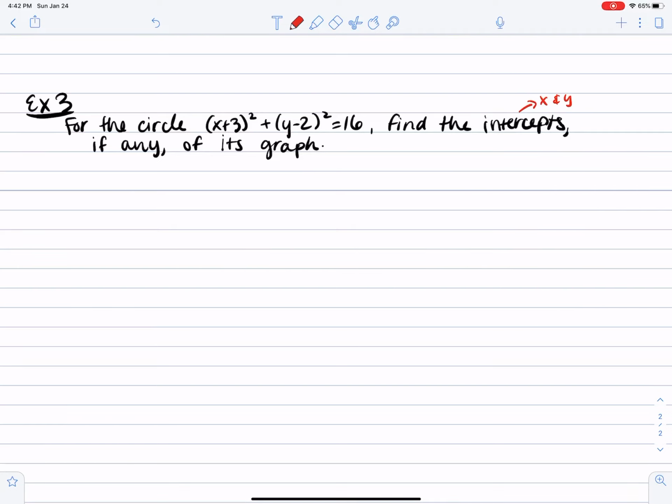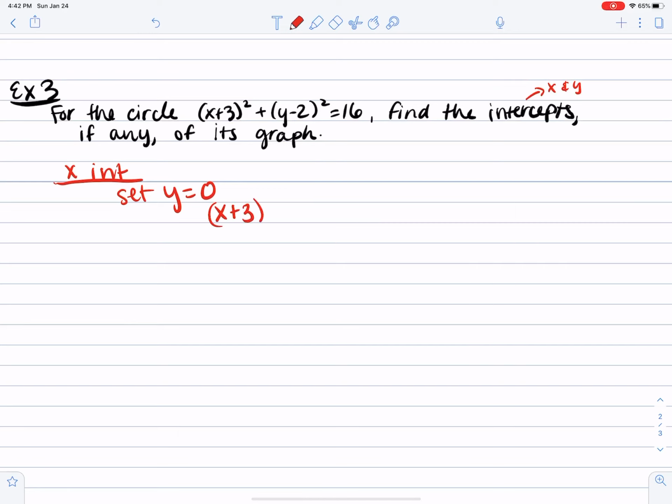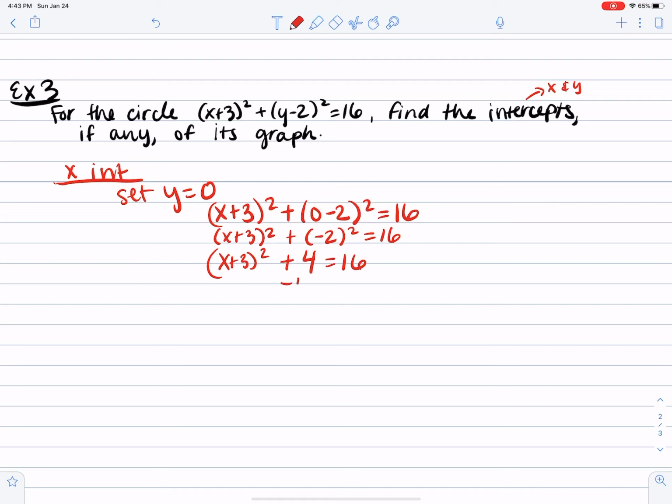So we're going to start with the x-intercepts. And remember, when you want x-intercepts, you need to set the y value equal to 0 so that it can cross the x-axis. So we're just going to rewrite the equation with y equal to 0. And we're just going to solve from here. This becomes -2 times -2 becomes a +4. Okay, and now I get to subtract that 4.